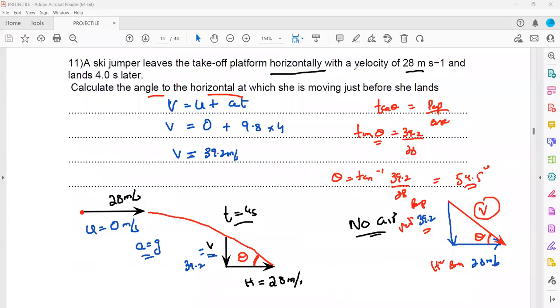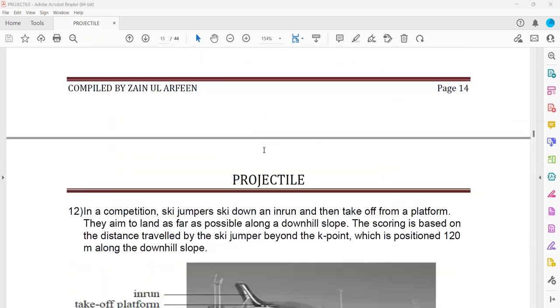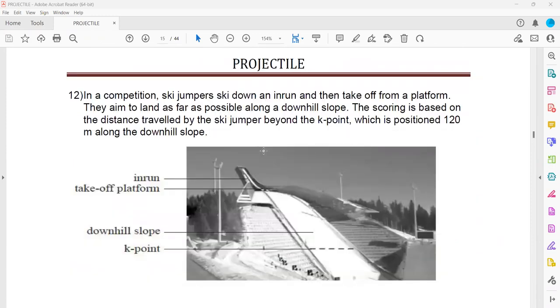So basically, projectile motion is a combination of two motions, horizontal and vertical. For horizontal, you just use a formula: speed is distance over time. And for the vertical, you will use the equations of motion to work out the displacement.